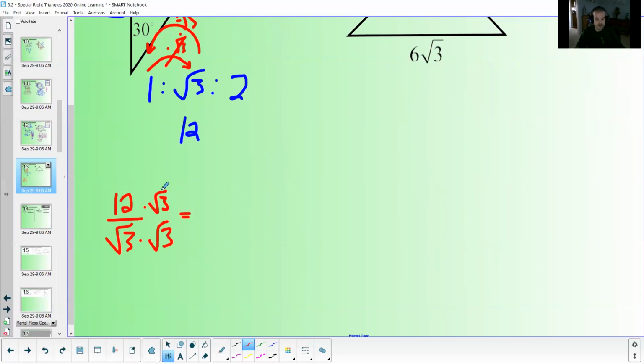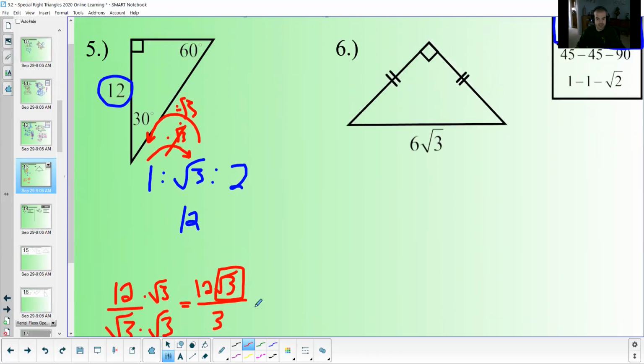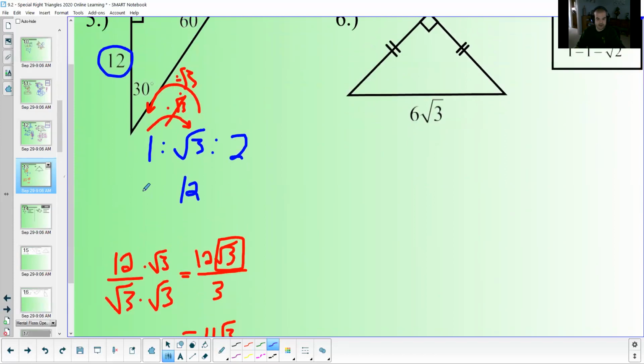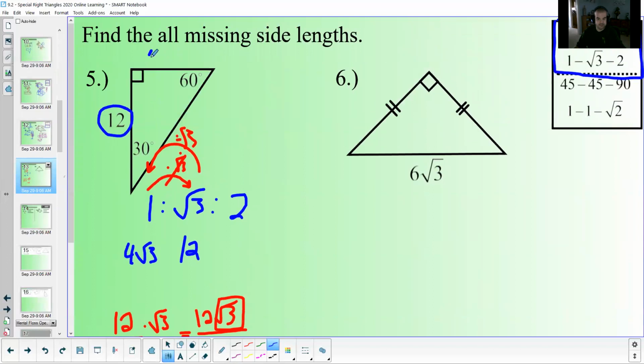Once you do that, in the numerator, you get 12 times root 3, which becomes 12 root 3. In the denominator, you get root 3 times root 3, which is root 9, and the square root of 9 is 3. And we have this part simplified, so the radical stays as is, and then we do 12 divided by 3. And so our final answer is 4 root 3. And so that 4 root 3 is actually the length of the shortest side, the shortest leg, which is this guy.